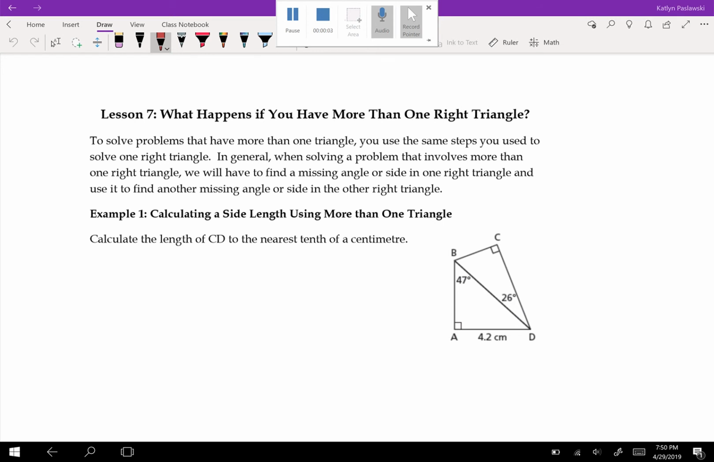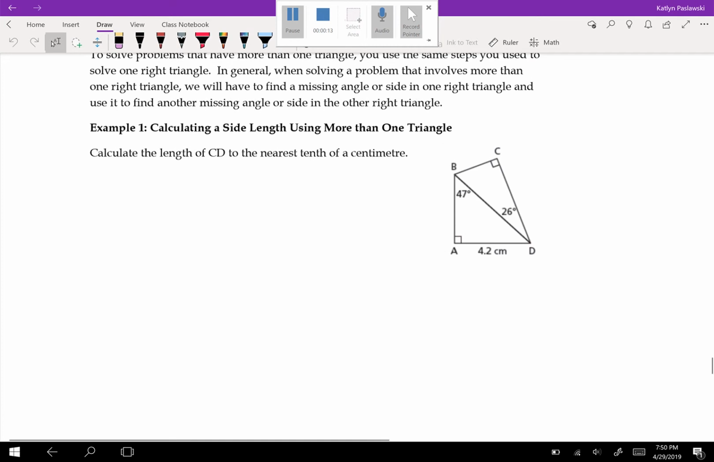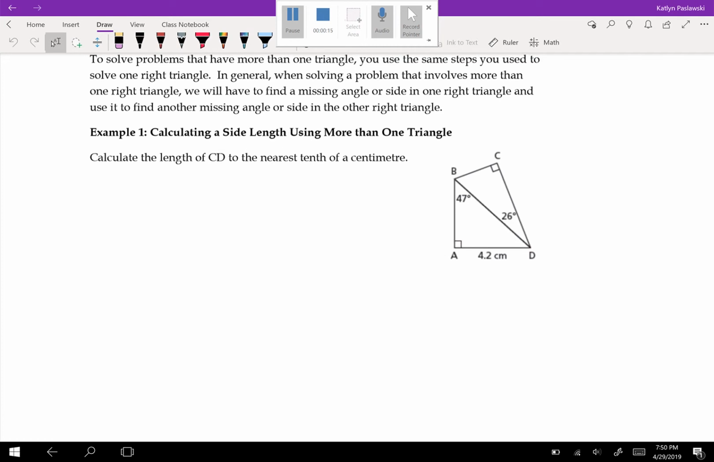Here we have lesson 7. What happens when you have more than one right triangle? So we're going to have 2 steps in order to solve for the length that is asked for in the example. So here we have example 1. Calculate a side length using more than one triangle.